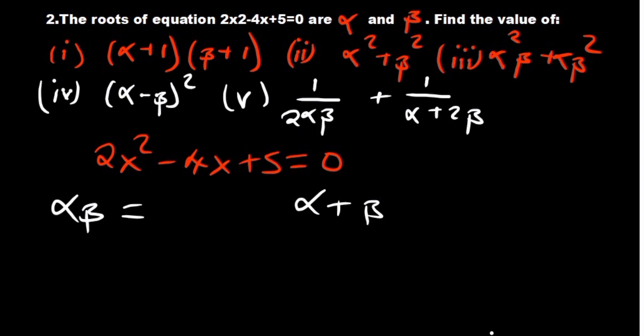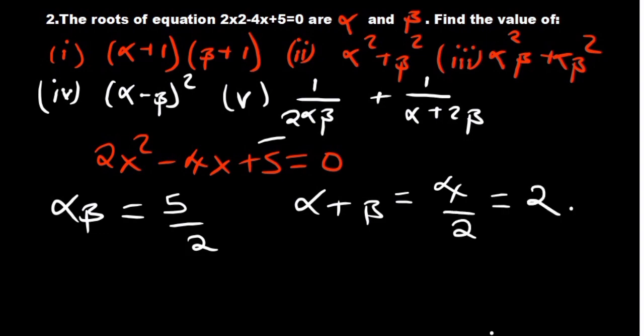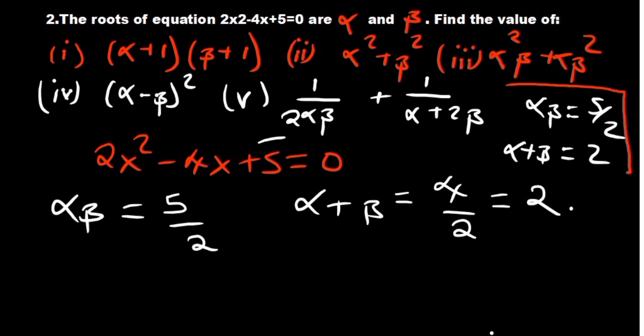So what do we have as a product? We said our product is going to be given by c divided by a. In this case our c is 5, our a is 2. Then for alpha plus beta, we said it's a negative of b, which in this case is a negative of negative, which is going to be positive, over our a, which is 2, and our value is 2. So we can note that our alpha beta is 5 over 2, and our alpha plus beta is 2 for the question that we have. That is going to be very helpful to answer the question.